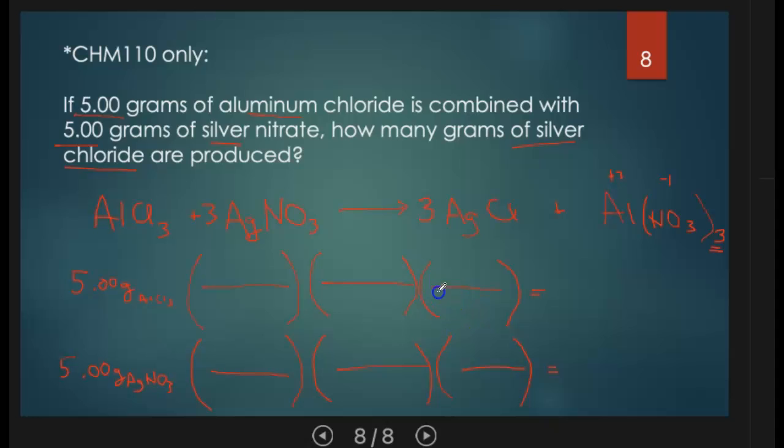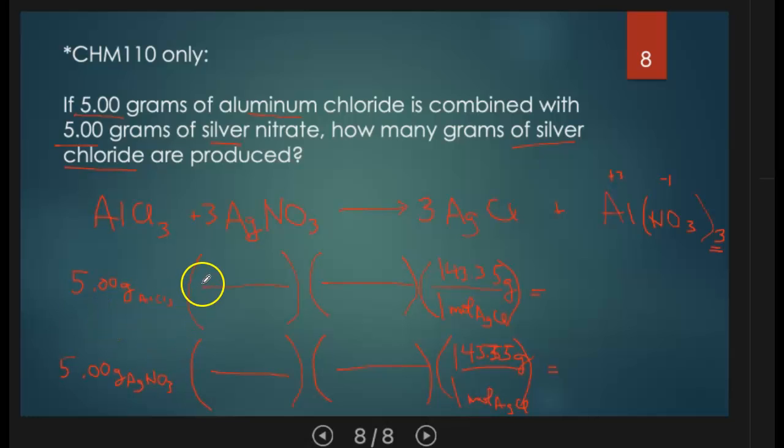So at the very last step, I want 1 mole of silver chloride. And if I go to my handy-dandy periodic table, we see that silver is 107.9, chlorine 35.45. That means I want 143.35 grams here, and 143.35 there.